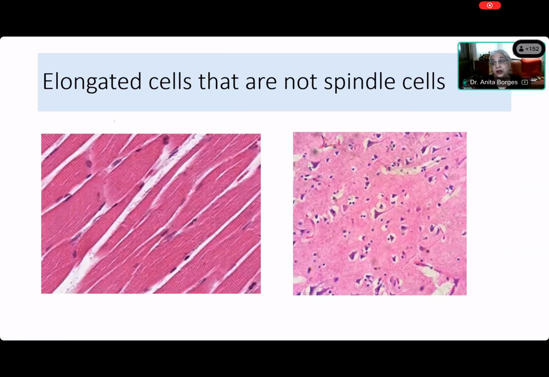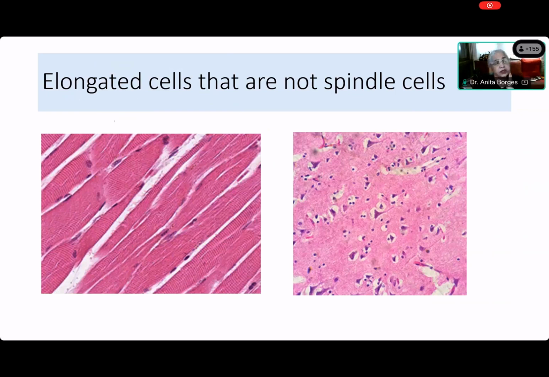Now, there are elongated cells, and they might have spindle nuclei, but they are not spindle cells. Now, Shashank, can you tell me why? What have I shown you on the left-hand side here? Can you diagnose what those cells are? What are those cells? Ma'am, they are muscles, striated muscles, ma'am. They're striated muscle. Very good.